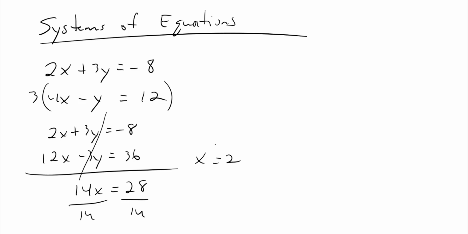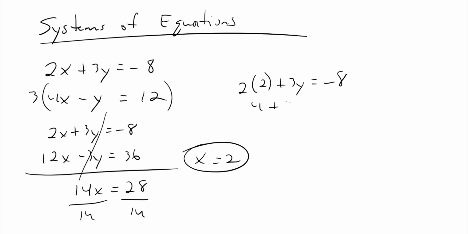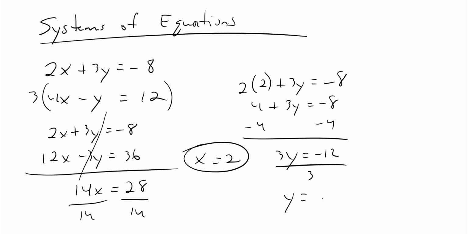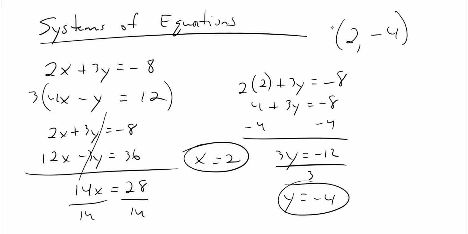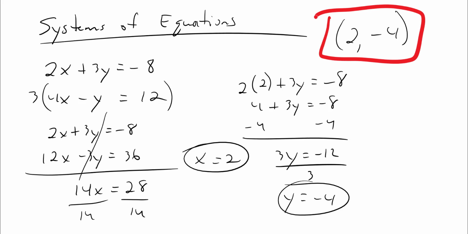Divided by 14, x is 2. Okay, so x is 2, and then I plug it back into, let's do the first one. So it's 2 times 2 plus 3y equals negative 8. So 4 plus 3y equals negative 8. Subtract 4 from both sides. So 3y is equal to negative 12. Divide by 3, y is negative 4. So that's my answer to this problem, (2, negative 4). Okay, that's solving your system of equations. So that's not bad. We've done that already, right?